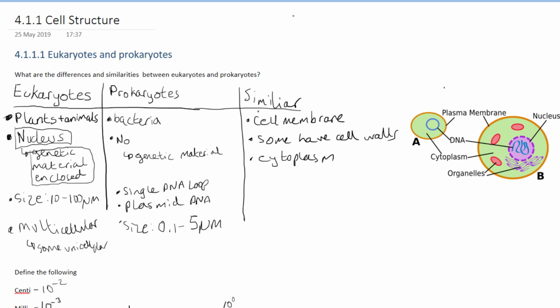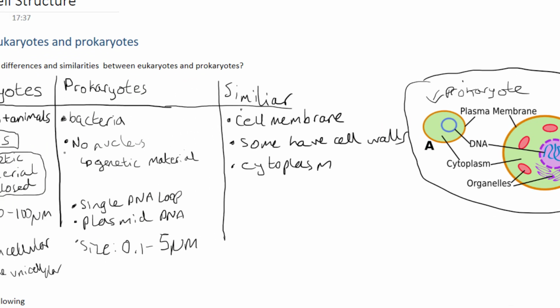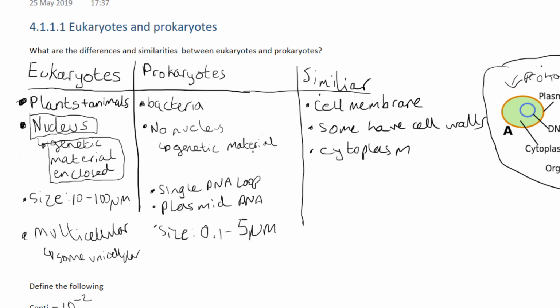If we move on to this picture, we can see A is a prokaryote, whereas B is a eukaryote. The distinguishing features can be seen already. When you look at this nucleus, it's enclosed. The DNA in the prokaryote isn't enclosed, it's free floating. So this doesn't have a nucleus. The genetic material is what we call free floating.